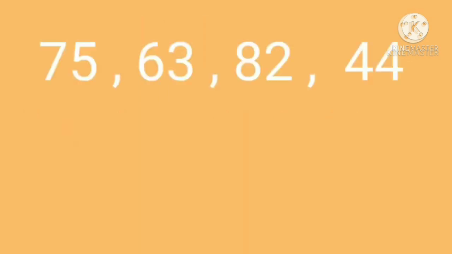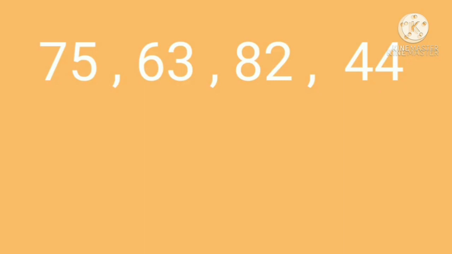See children, here you can see 4 numbers, 75, 63, 82, 44. Which is the smallest number? Yes, we can use the rules for comparison, right? So, what is the first rule? Yes, a 2-digit number is always bigger than a 1-digit number. Here, all the numbers are 2-digit numbers. So, let us compare the tens digit.